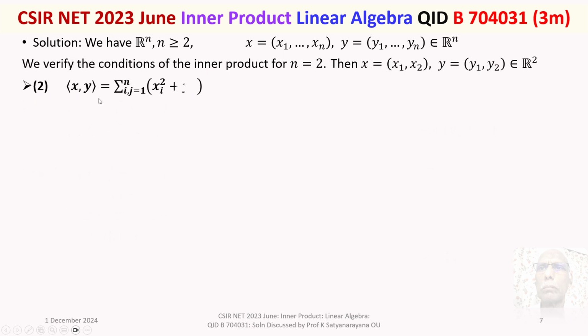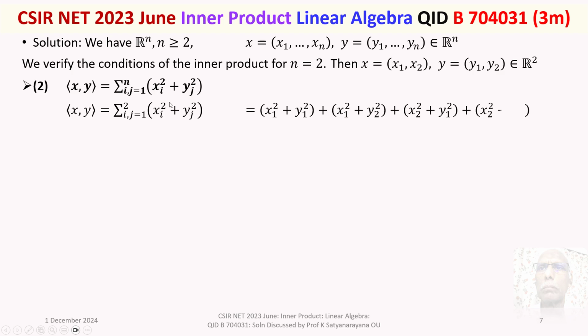Option 2: x comma y is equal to summation i, j equal to 1 to n of xi square plus yj square. So x comma y is equal to sigma i j, 1 to 2, of xi square plus yj square. The moment people see xi square and yj square, the linearity will not come. So therefore this is not an inner product. But how, I will show you. So you expand this, you get this one. And that is equal to 2 times x1 square plus x2 square plus y1 square plus y2 square.